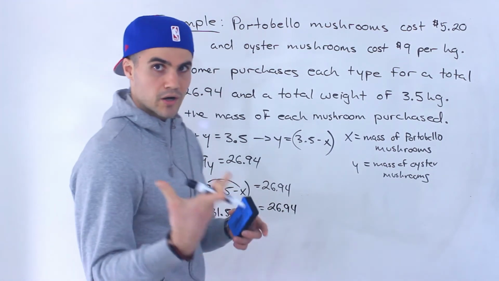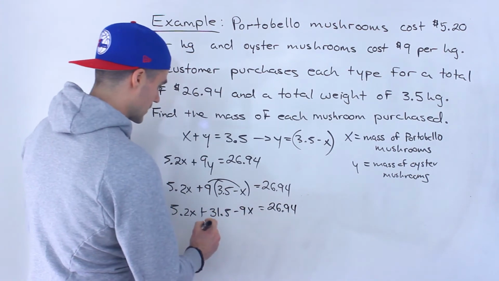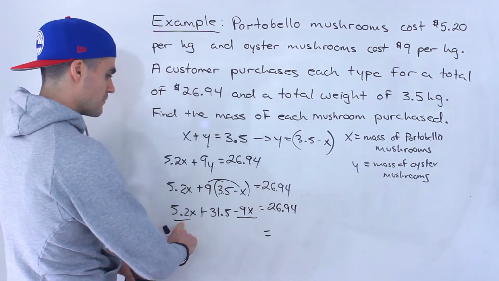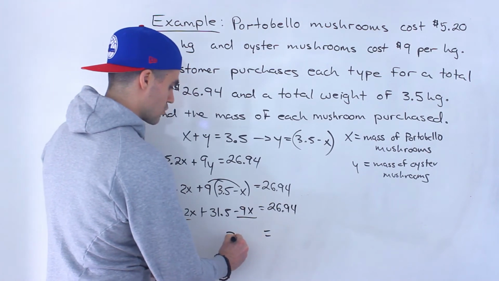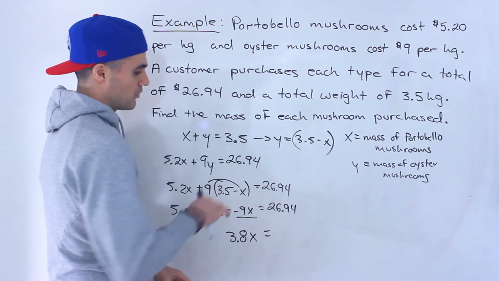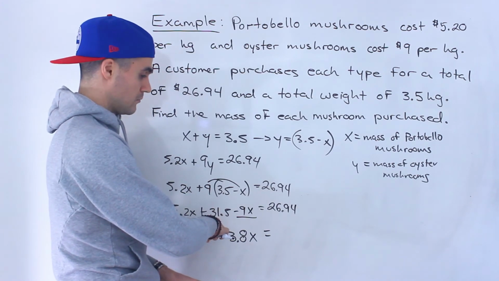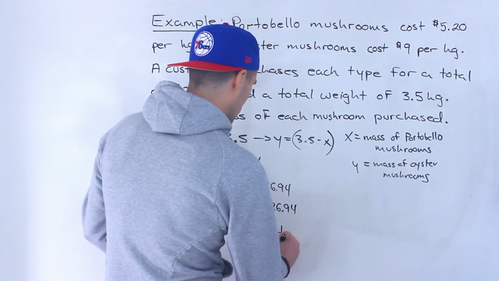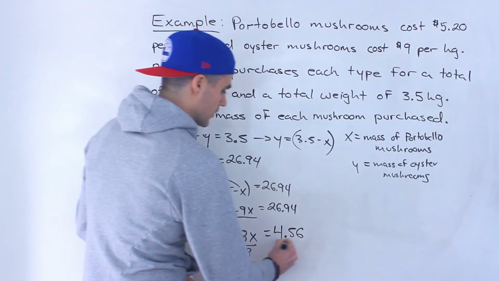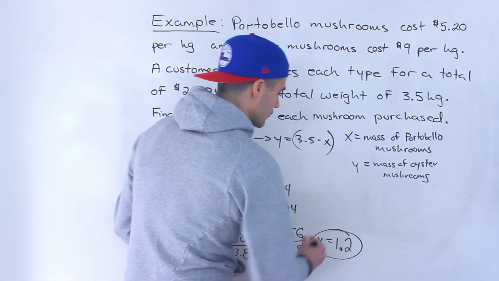So then what I'm going to do is I'm going to bring all of the variables. Notice that now we have an equation in terms of one variable, so we can solve for the x. So I'm going to keep all the x's on the left side. So we're going to have 5.2x minus 9x, which would give us 3.8x. And then when we bring the 31.5 over, we'll have 26.94 minus 31.5, which would give us 4.56. And then over here, we just want to divide both sides by 3.8 to get the x by itself, and we would get an x value of 1.2.